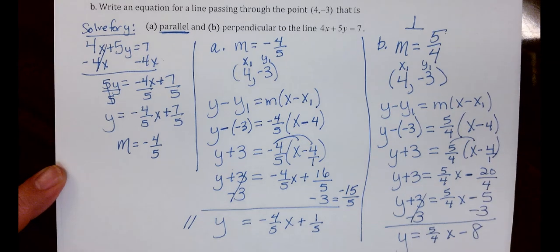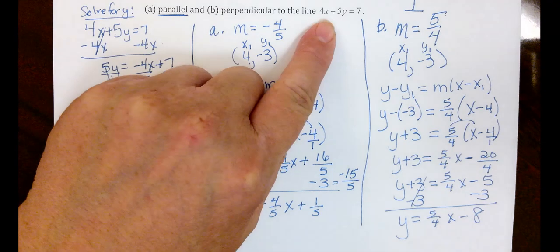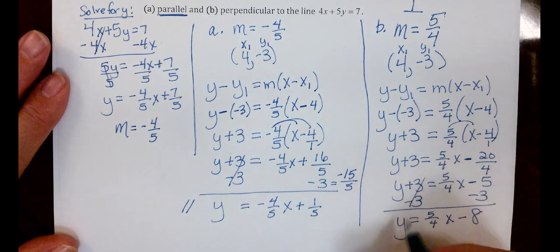So what is this equation? This equation is the equation of the line that passes through the point (4, -3) and is perpendicular to the given line. So this is the perpendicular line.